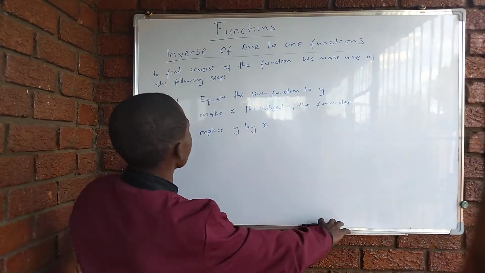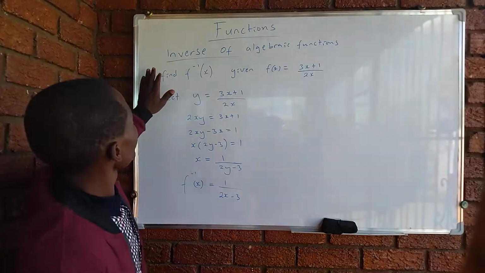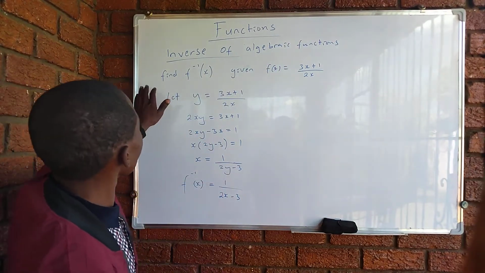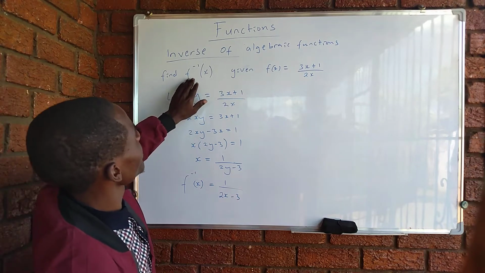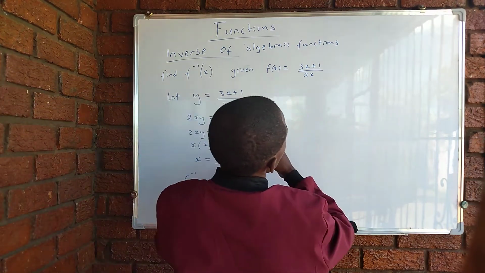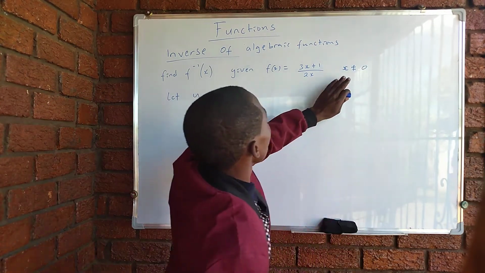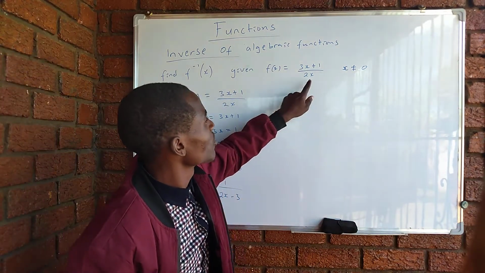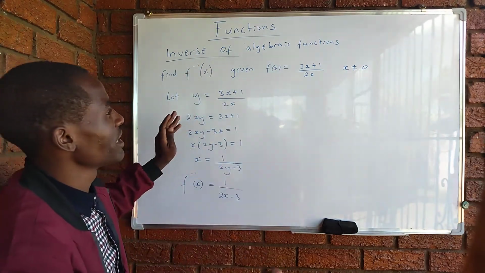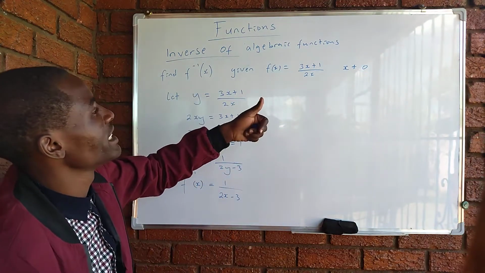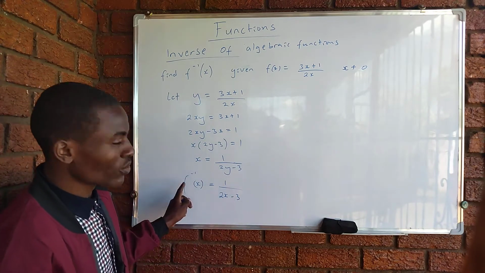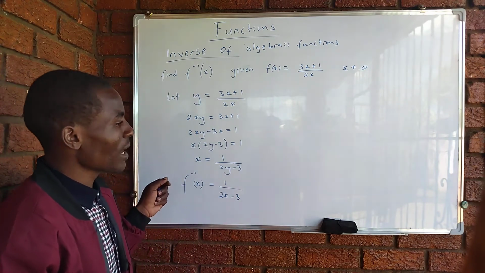All right, examples. Okay, so inverse of algebraic functions. We will later go to logarithms and many other things. So for an algebraic function, find f to the negative one of x, that is, find the inverse. Given f of x is equal to this, where x is not equal to 0. This is the domain for the question. If x is 0, then 0 times 2 is 0, and any number divided by 0 is undefined. So you need to write the domain. The function is defined only when x is not equal to 0. So when you finish finding your inverse, don't forget to state the domain.